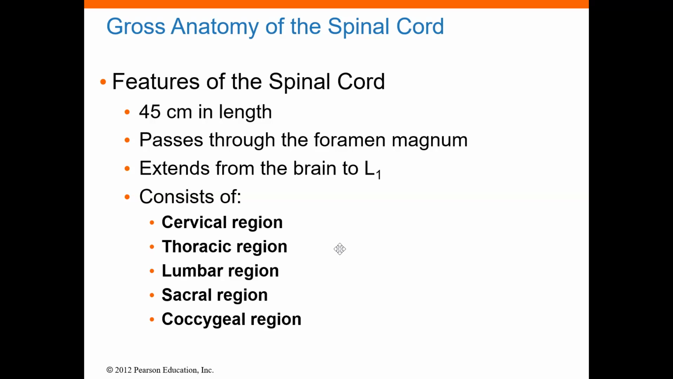There is a neck region called the cervical region. The mid-back area is called the thoracic region. The low back area is called the lumbar region. The tailbone area is the sacral and coccygeal region.